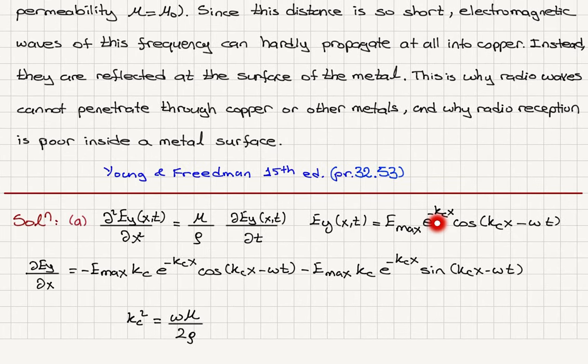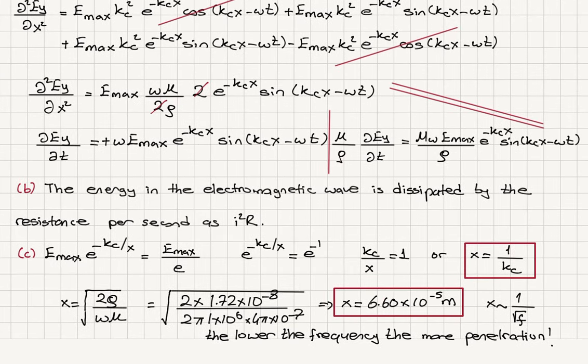The exponential term basically dictates that the amplitude of the electromagnetic wave decreases exponentially with distance inside the conductor. That means energy is being dissipated by the resistance of the conductor per second as I squared R. And that penetration depth, the characteristic length scale in which the amplitude decreases by a factor of 1 over e, is 1 over kc, which is the square root of 2 rho over omega mu. For copper, for a frequency of 1 megahertz, it is 6.6 times 10 to the minus 5 meters, a very small number. And this penetration depth varies as 1 over the square root of f, which implies that the higher the frequency, the less will be the penetration into the conductor.